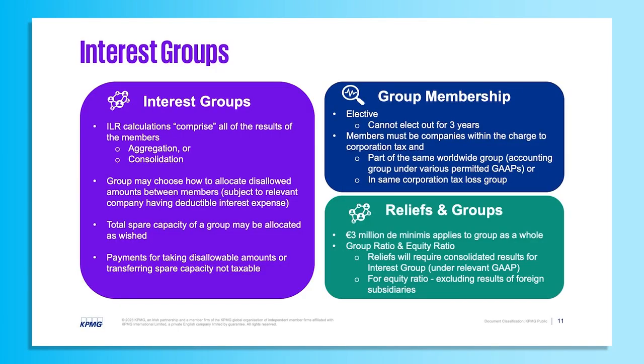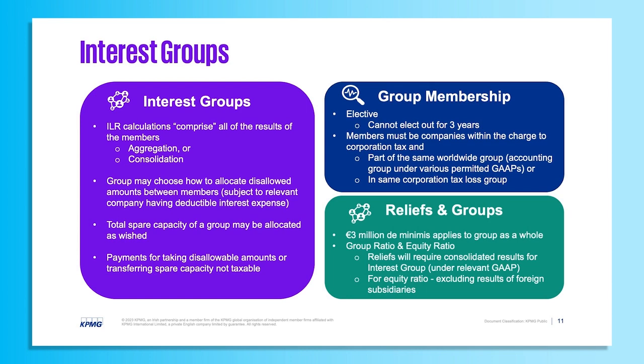The legislation provides that companies can elect to form an interest group, and when they do so, the ILR calculations are done on a group basis, and they are to comprise all the results of the group members. These results, Revenue confirm, can be done on an aggregation basis or consolidation basis. That is, you can eliminate intra-group transactions such that they are consolidation adjustments like you would have in a set of consolidated financial statements. Where you have an interest group, the group can decide how to allocate any disallowed amounts between the group members. Alternatively, the group can look at spare capacity that some group members may have and reallocate that across the group to companies that might otherwise have a restriction.